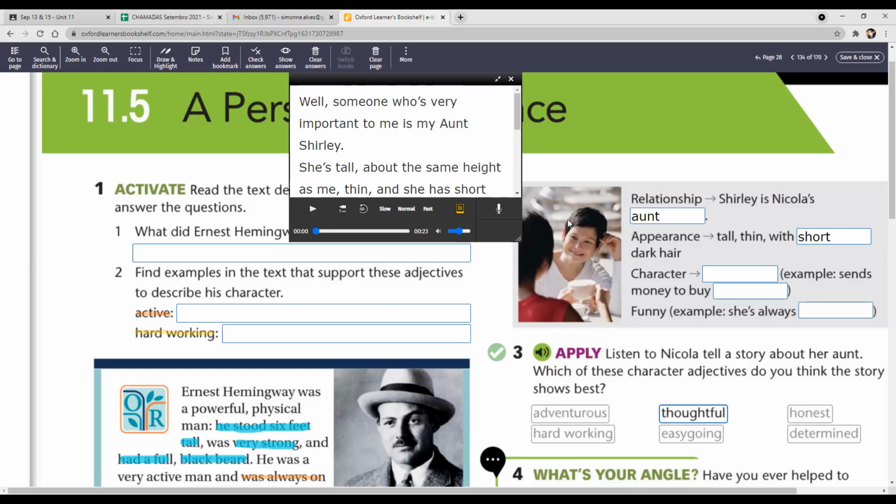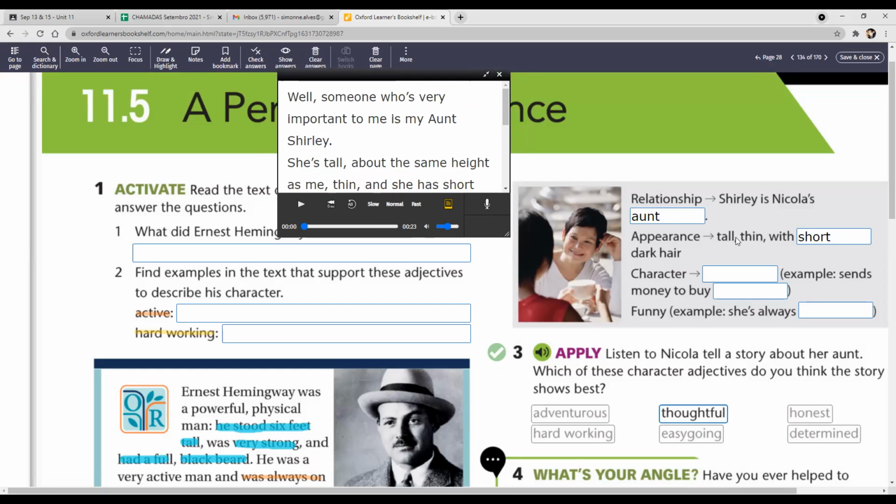All right, so let's complete now. So Shirley is Nicholas' aunt. Okay, guys. Good, awesome. She's tall, thin, with short, dark hair. Okay, now character. Generous. Very good.